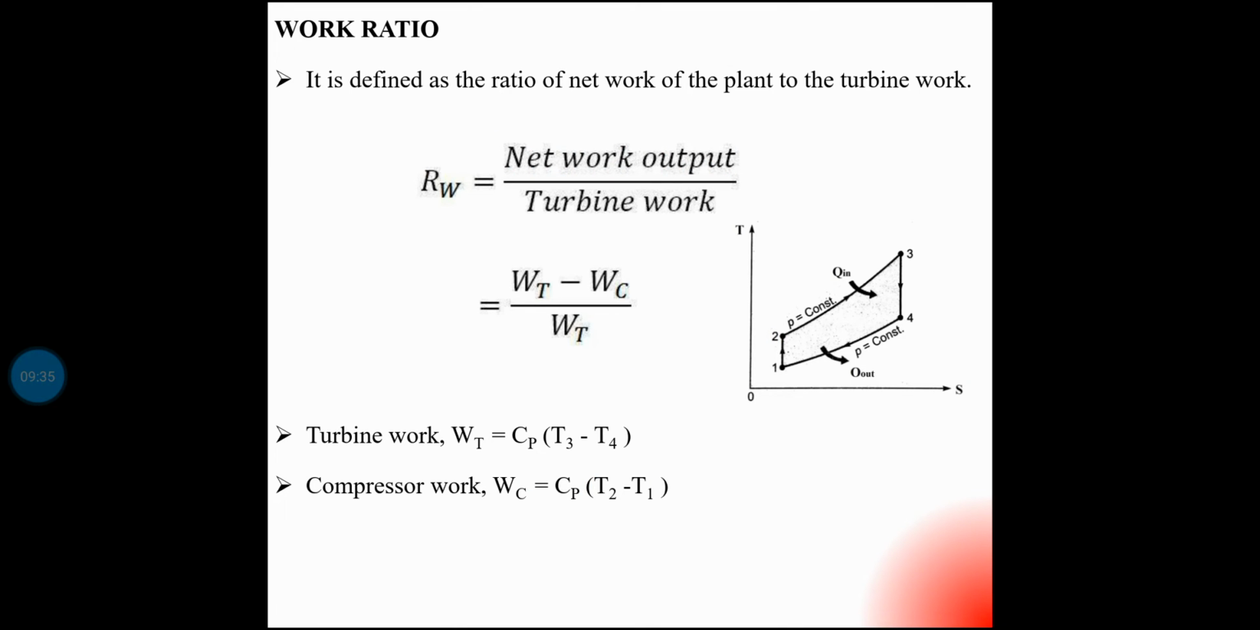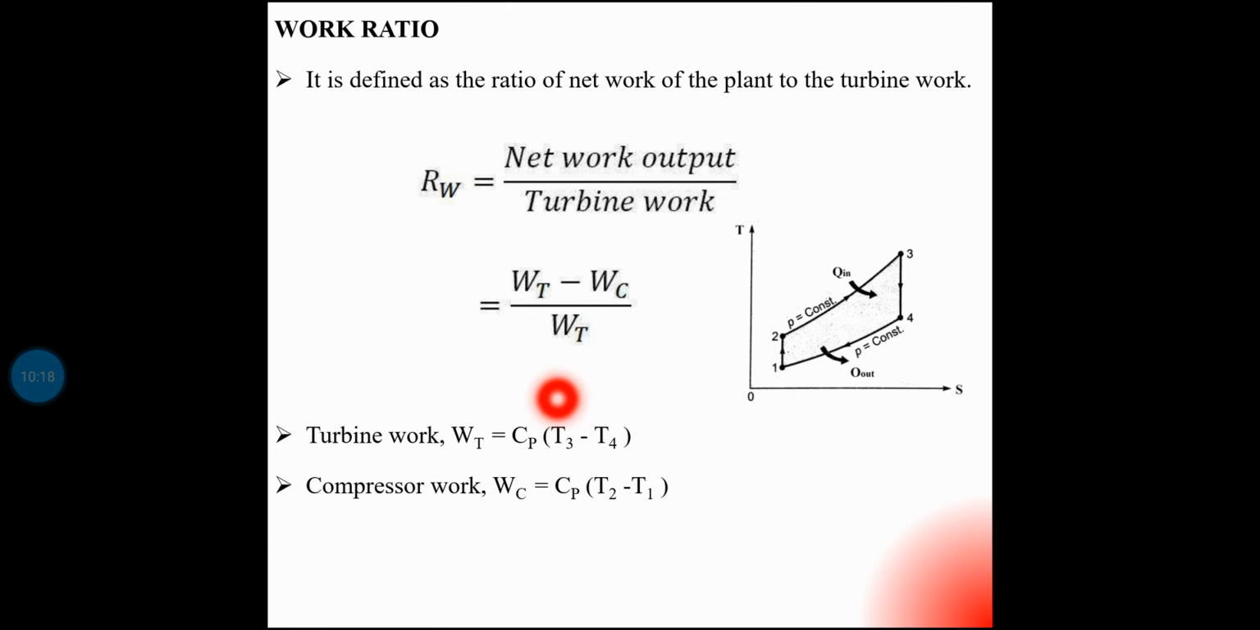Now we need to define two terms. The first one is work ratio. It is defined as the ratio of net work of the plant to the turbine work, that is RW is equal to net work output divided by turbine work. The net work output can be found out by the expression WT minus WC, that is, turbine is the work producing device and compressor is the work consuming device. A part of the work produced by the turbine is used to run the compressor. Thus, net work output is the difference between turbine work and compressor work.